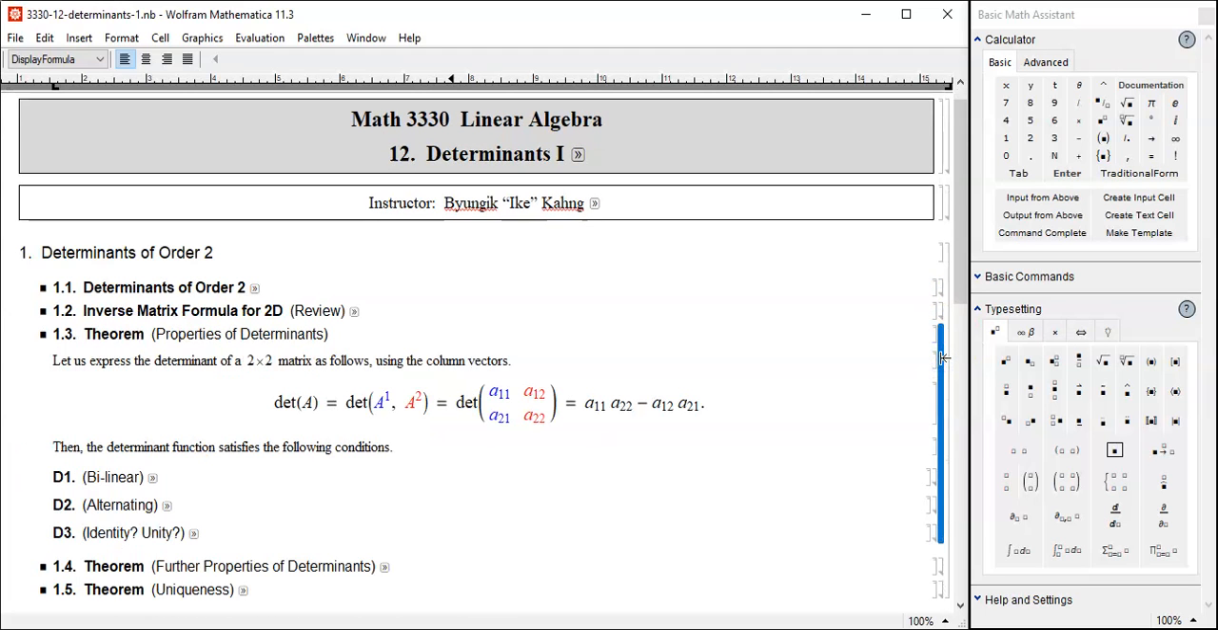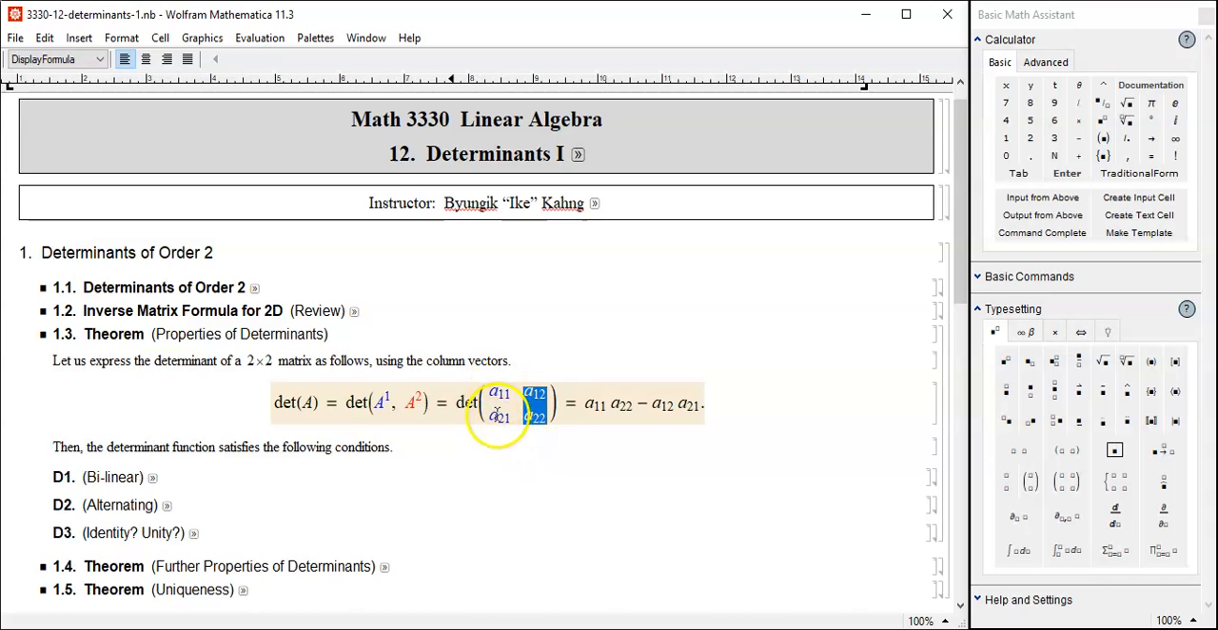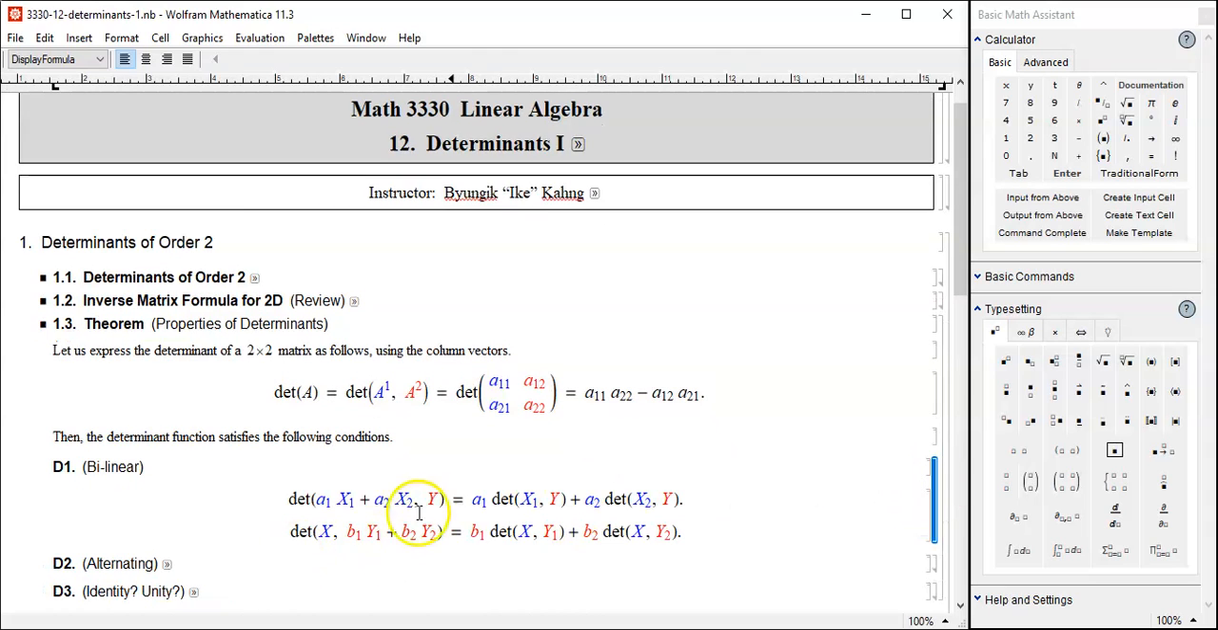Here are some properties of determinant. The determinant is bilinear. That is, if you fix one column, with respect to the other column, we can separate the addition and we can separate out the scalar multiplication. So fix the first column, and then if you have a linear combination in the second column, we can separate out like this. And also the same, fix the second column, and if the first column has a linear combination, we can separate out like this. It's bilinear. Two linearities put together.